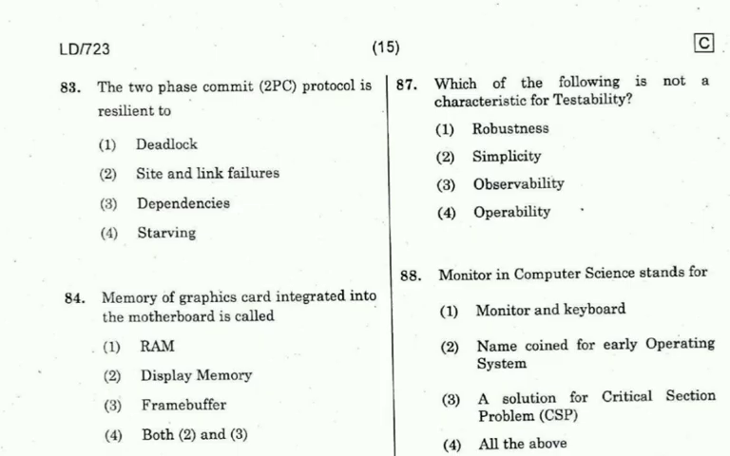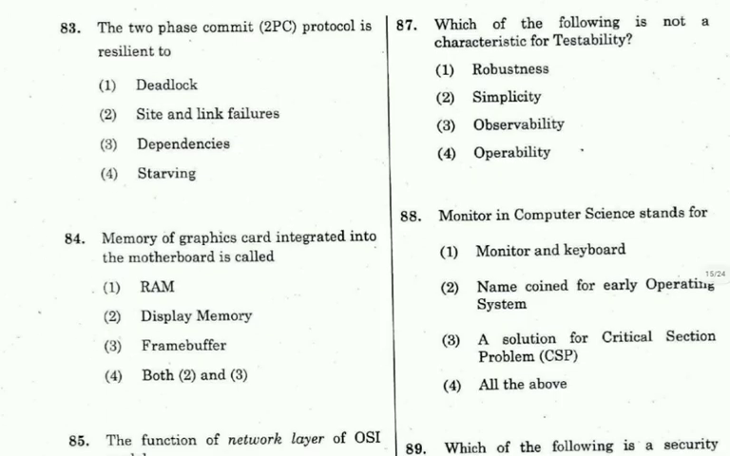Next one. Memory of a graphics card integrated into the motherboard is called. So graphics memory includes display memory and frame buffer. Display memory stores images, textures and rendering data, whereas the frame buffer holds the final image before displaying it on the screen. RAM is general purpose memory, whereas display memory and frame buffer are specific to graphics. So option 4, that is both 2 and 3, are correct answers.